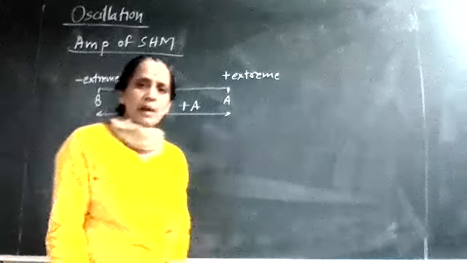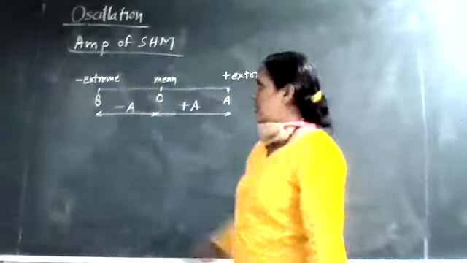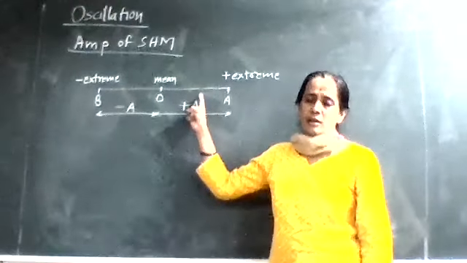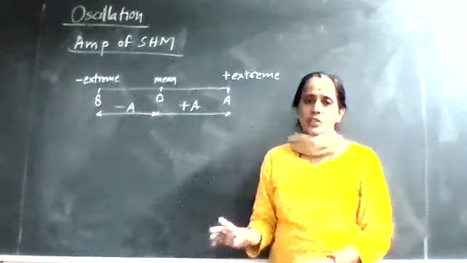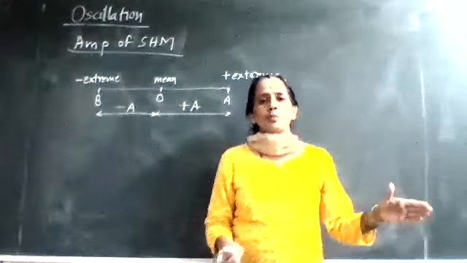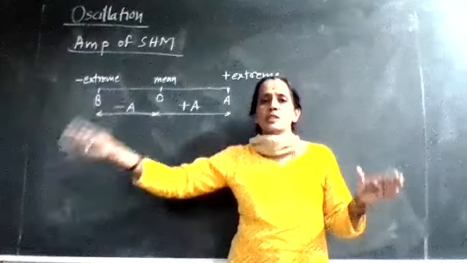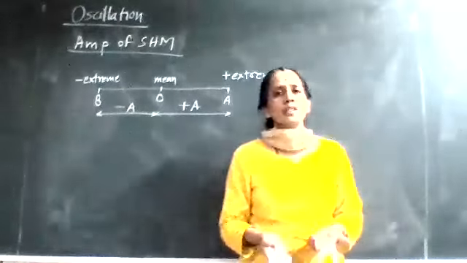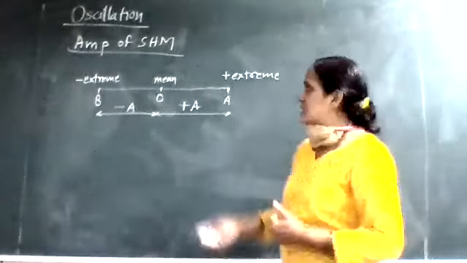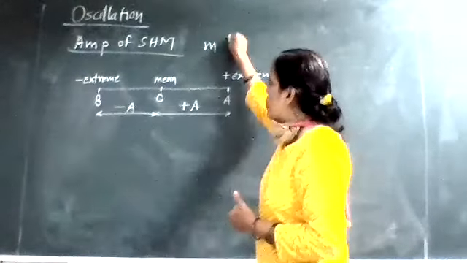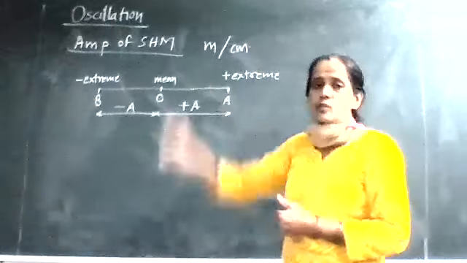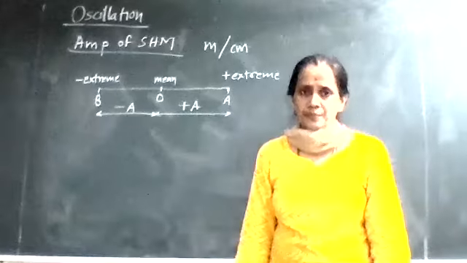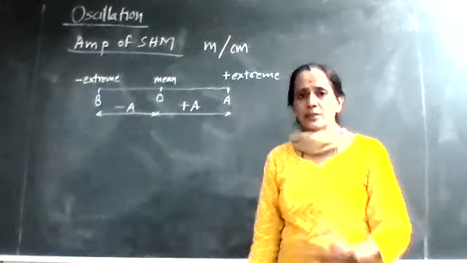So what do you mean by amplitude? Amplitude is the maximum displacement of a particle from the mean position, maybe towards the positive extreme point or maybe towards the negative. And amplitude is a distance. As it is a distance, it is measured in meters or in centimeters. Clear? Any doubt?